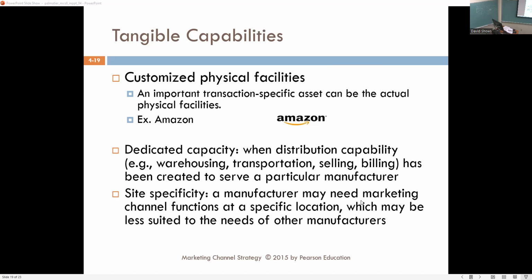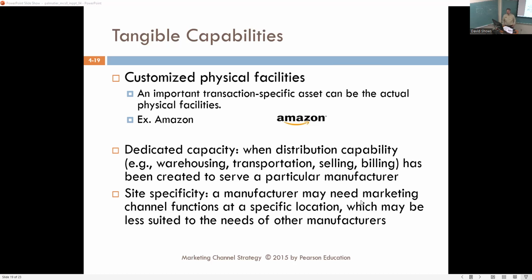There's an interesting one on FedEx. So in 2020, 2021, Amazon asked very forcefully for FedEx to take over two thirds of the warehousing that they had in Cincinnati. And FedEx said, we can't give you that. We just can't do it. We can't customize those facilities to your particular transaction-specific assets. And so Amazon said, okay.